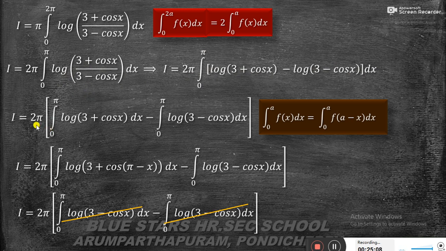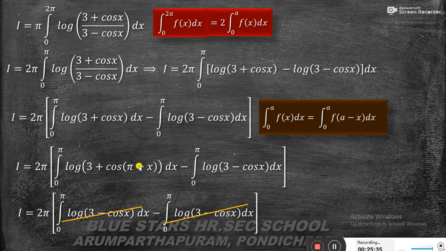In the next step, 2 pi times the integral 0 to pi of log of (3 plus cos x) into dx minus the integral 0 to pi of log of (3 minus cos x) into dx; I apply the integral to every term. In the next step I use the property that the integral 0 to a of f of x dx equals the integral 0 to a of f of (a minus x) dx.